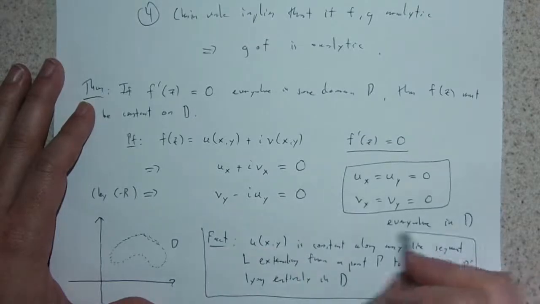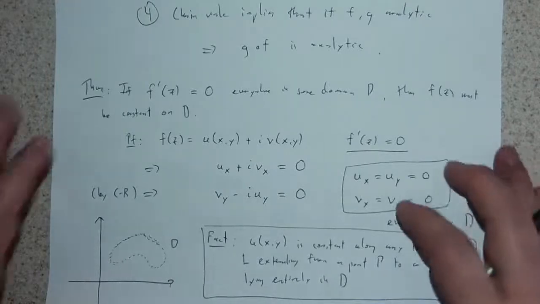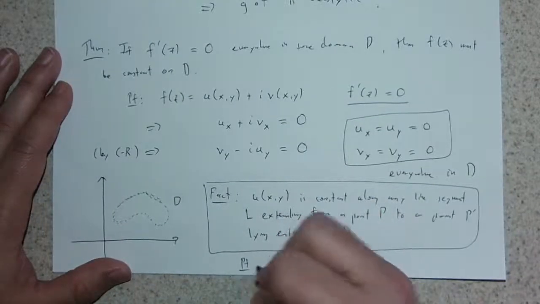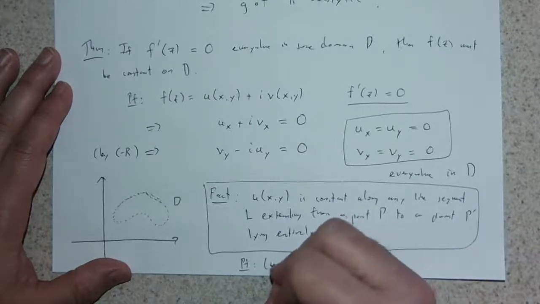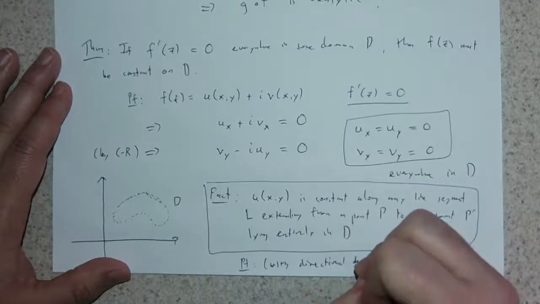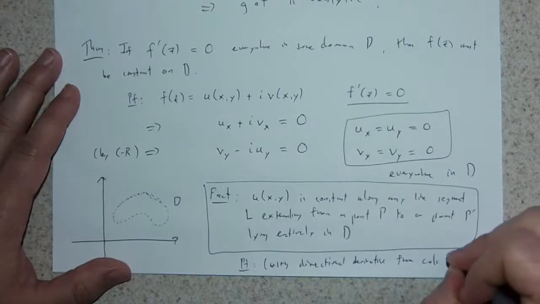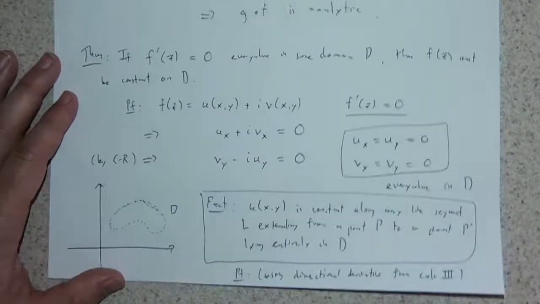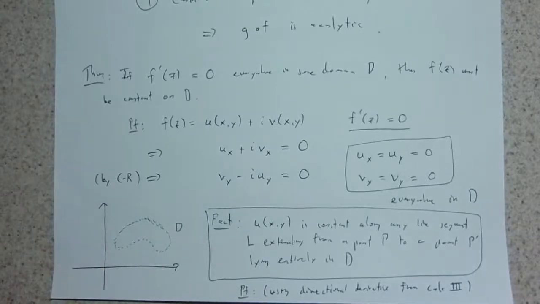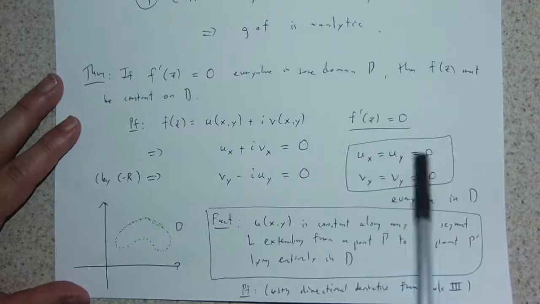Okay. Now, how do I show that? I can show this using the directional derivative. So the proof of this little subfact uses the directional derivative from Calc 3. Just a little refresher: the directional derivative in the direction of some unit vector is given by the gradient of the function dotted with that unit vector. But, of course, the gradient of u has 0 as both components.